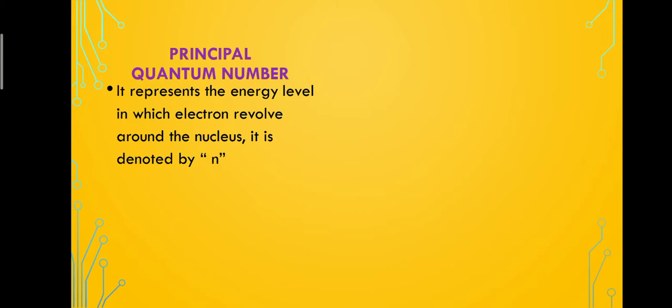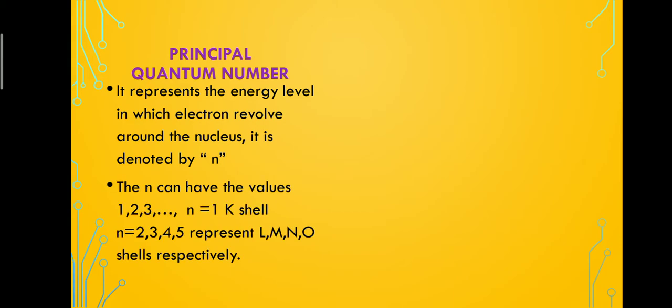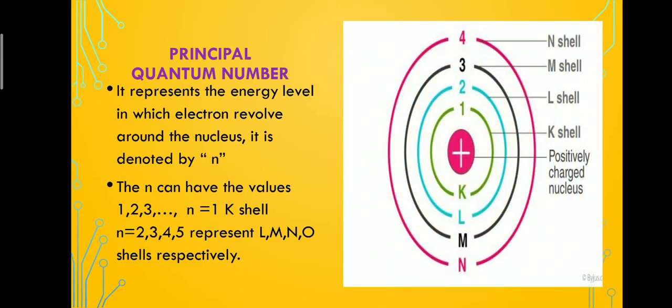First let's see the principal quantum number. It represents the energy level, that is, in which energy level we can find the electron. We can predict it by knowing the principal quantum number, and it is denoted by n, and n can have values 1, 2, 3 and so on. If n is equal to 1, it represents the K shell, if it is 2, it represents the L shell, and 3, 4 and 5 represent the M, N and O shells, and it goes on.